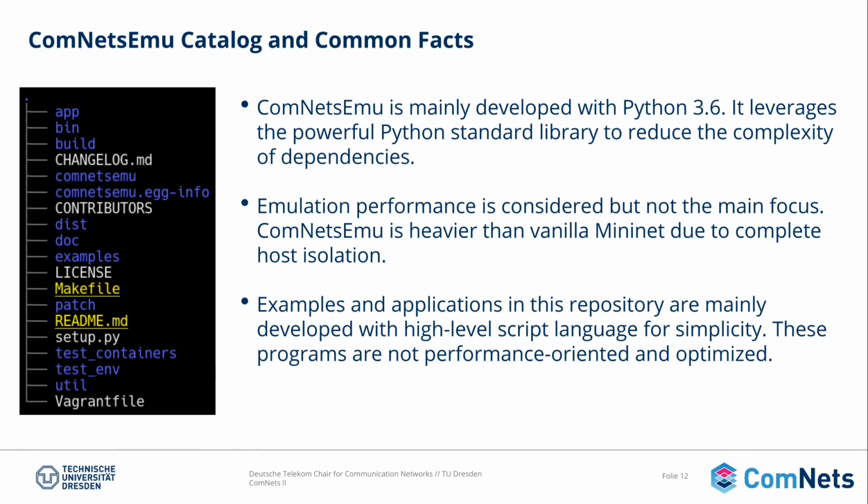ComNetsEmu is mainly developed with Python 3.6. The main reason for the language choice is to leverage the powerful Python standard library to reduce the complexity of dependencies. The emulation performance is considered, but it is not the main focus. ComNetsEmu is a little bit heavier than vanilla Mininet due to the complete host isolation.